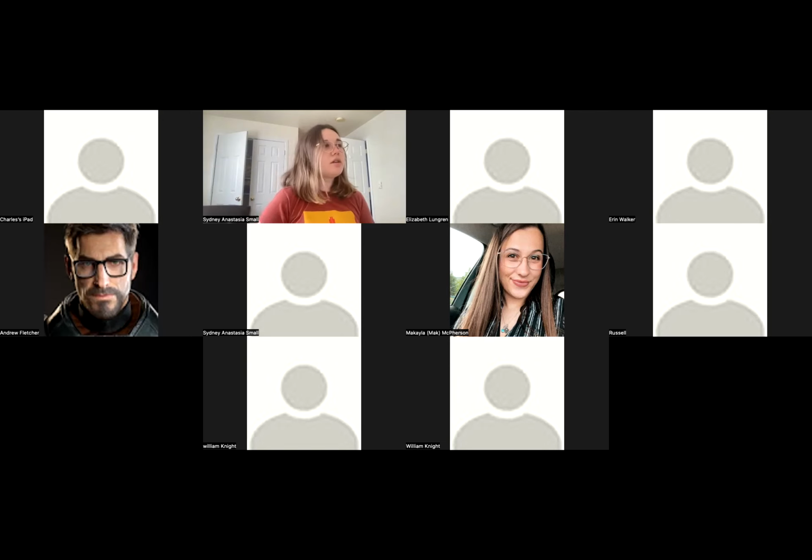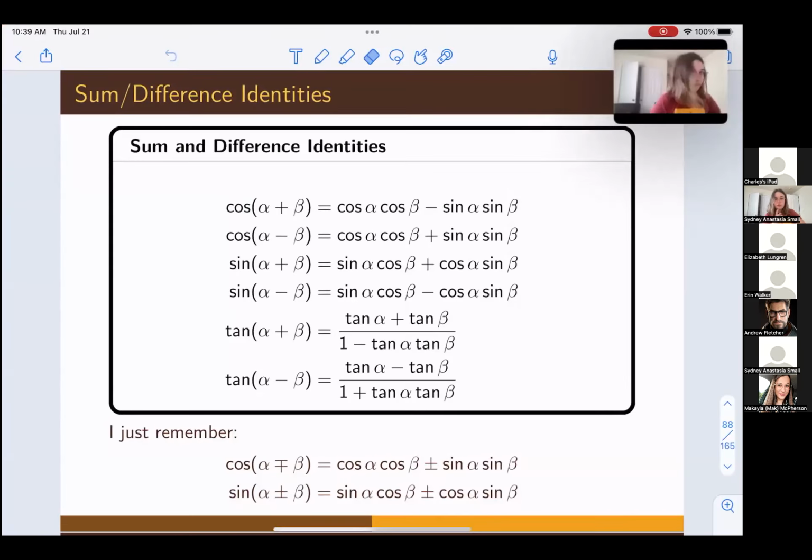Okay. Then if there's no questions, we'll just jump right into what we are going to talk about today, starting with something called the sum and difference identities. So there we go.